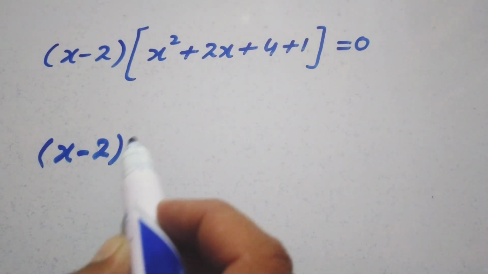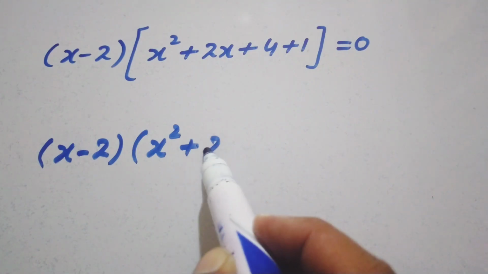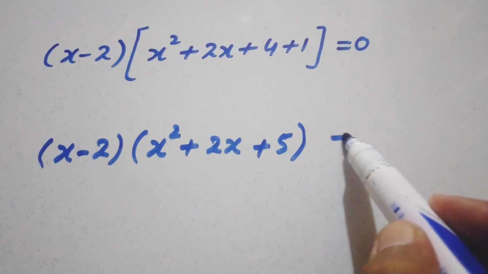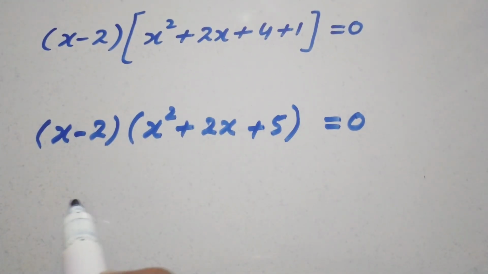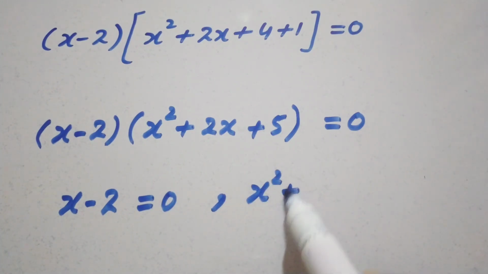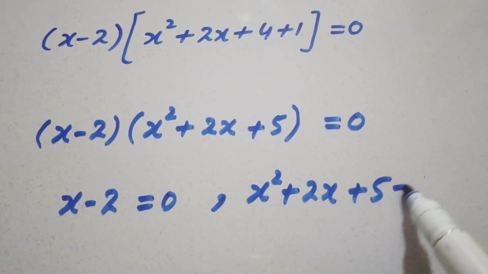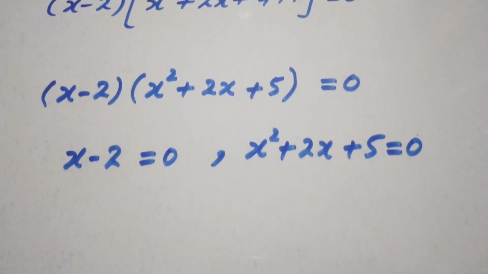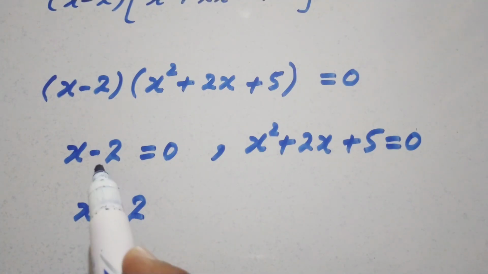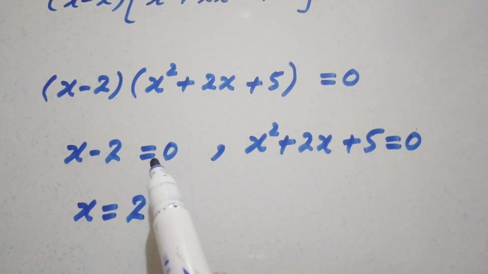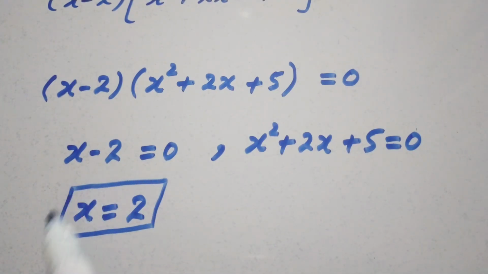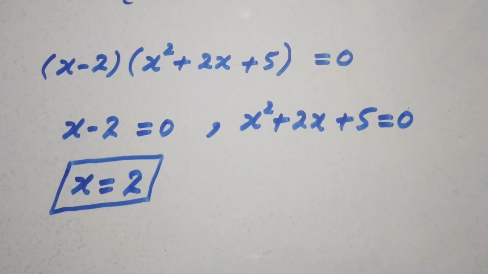X minus 2 into x squared plus 2x plus 4 plus 1, we get plus 5. This is equal to 0. So now we have two factors, x minus 2 is equal to 0, and the second factor x squared plus 2x plus 5 is equal to 0. From this we get x is equal to 2. By moving this negative 2 from left hand side to right hand side, this will become 0 plus 2, which is 2. So this is the first value of x, and it is a real solution.